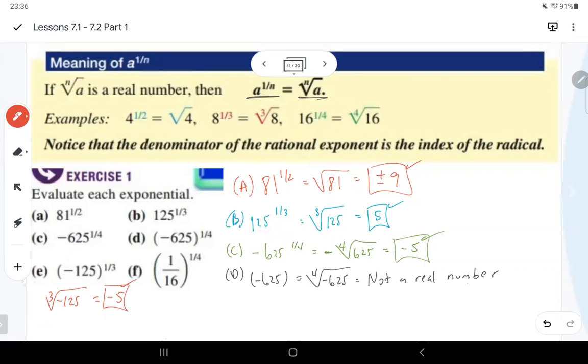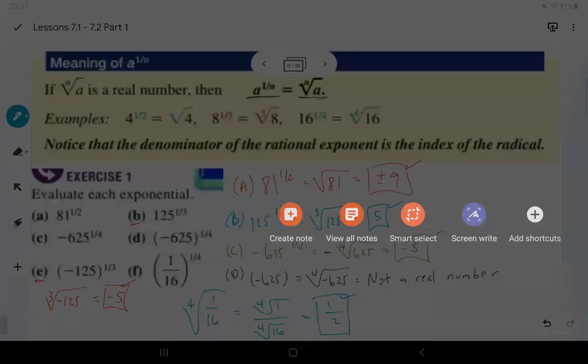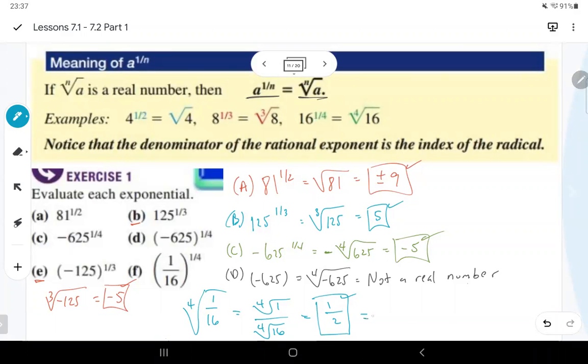Notice that E and B are similar, but they have opposite signs. That's because when we have an odd index, we have to be careful of our sign, whereas when we have an even index, we can take the plus or minus route. All right, so for f, we have the fourth root of 1 over 16, which we can write as the fourth root of 1 over the fourth root of 16. So we actually get 1 over 2. And I believe you could also give me plus or minus 1 over 2. I would take either of those.